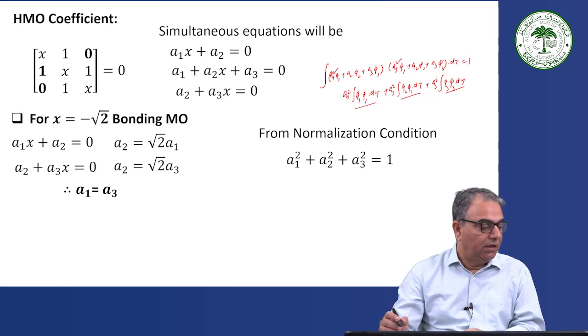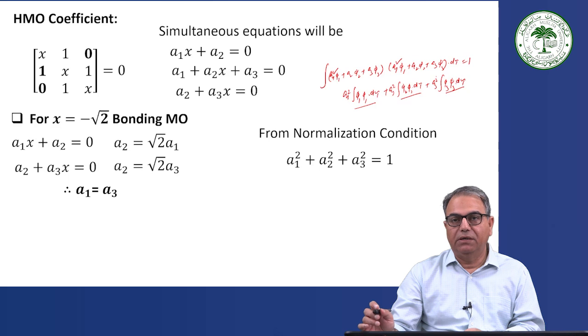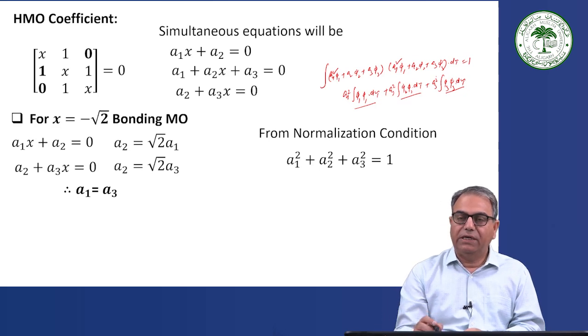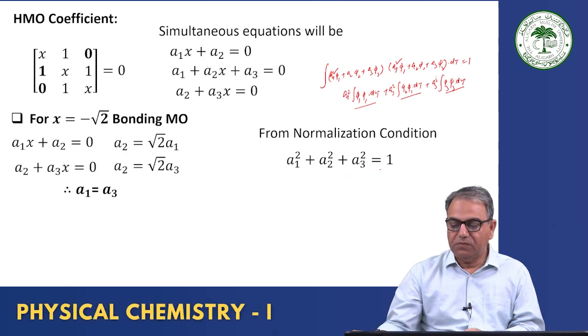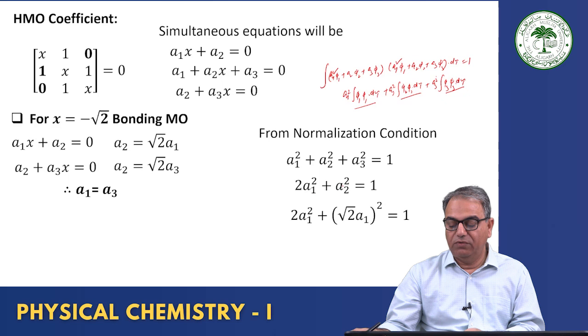A1 A3 and A2 A3 cross terms will not be considered, because for A1 A3, the phi 1 phi 3 integral will be equal to 0. So that term will not be considered, and you have A1 square plus A2 square plus A3 square is equal to 1. Now, since A1 and A3 are equal, you can write 2A1 square plus A2 square is equal to 1.